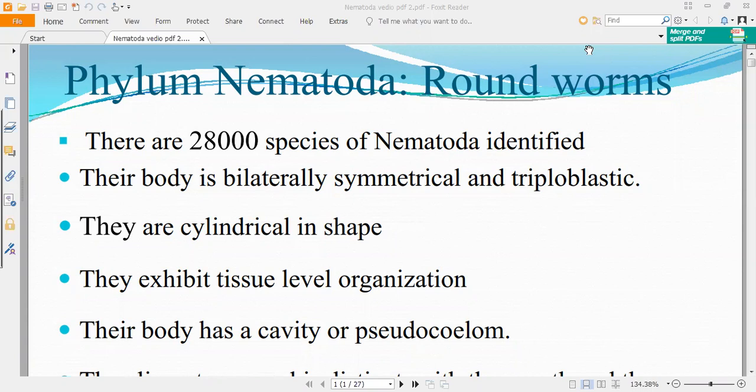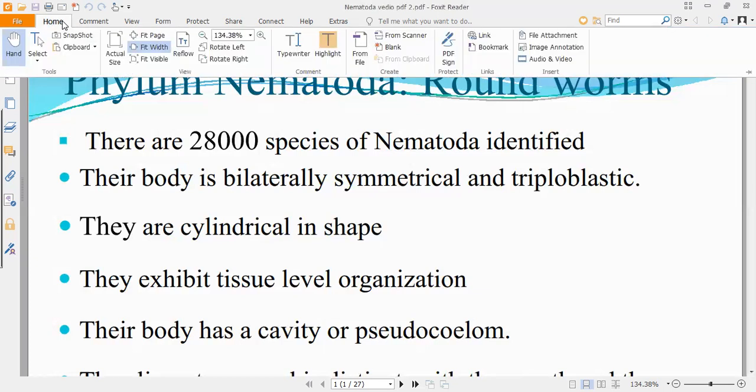the free living species. In terms of their body symmetry, most of the nematodes are bilaterally symmetrical, meaning that whenever they undergo symmetry, they have a mirror image. And in terms of their body plan, they are symmetrical as well as triploblastic, which means triploblastic animals are those animals which have three germ layers, the endoderm, ectoderm and mesoderm, so that in terms of advancement, they are more advanced than the previous phyla. In terms of their body shape, they are cylindrical.